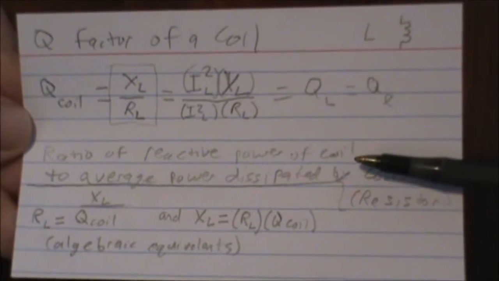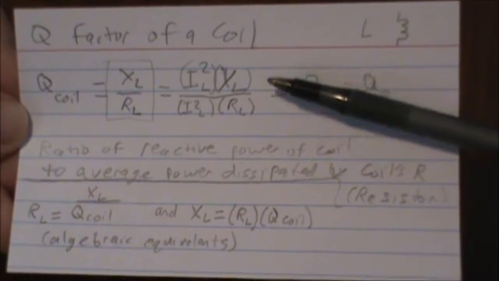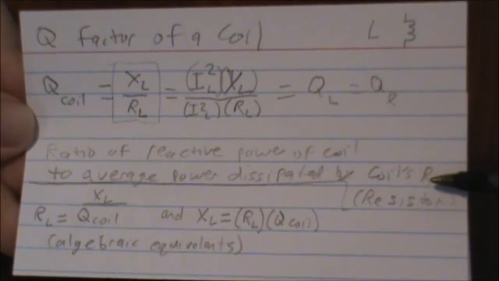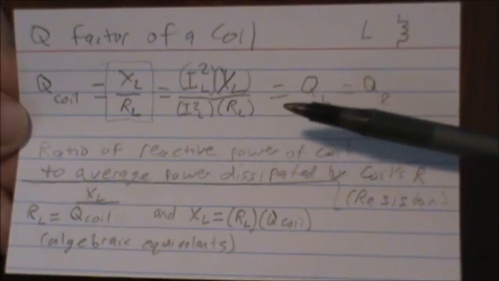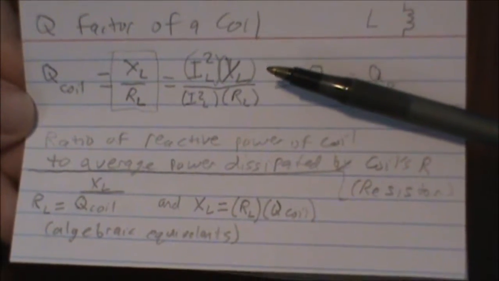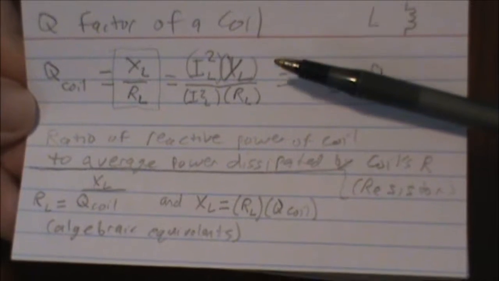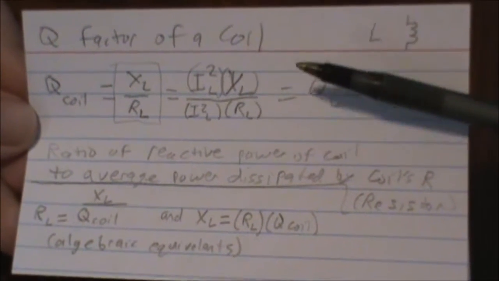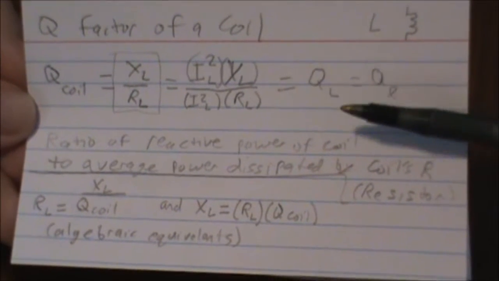Yeah. Q factor is a ratio of the reactive power of the coil to the average power dissipated in the coil's resistance. This is a reactive power on your y-axis to the resistive power dissipated, treating it as a resistor, on the x-axis.